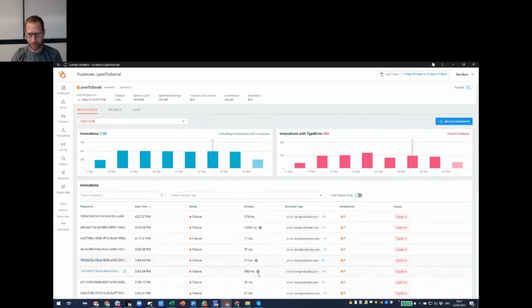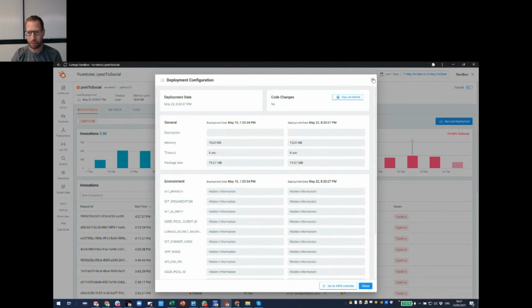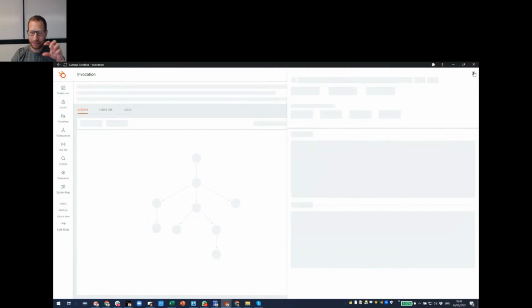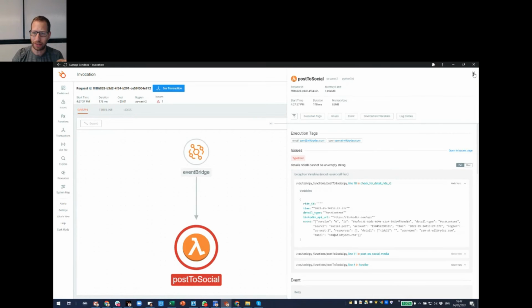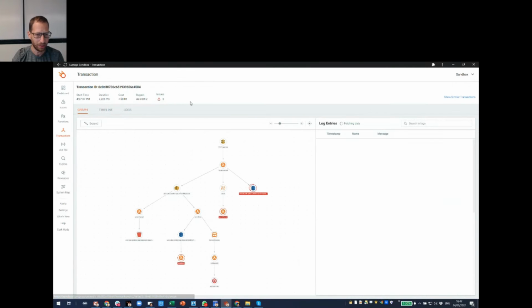Some had cold starts, we can see. And we can see over time that there was a deployment over here, and we can see what happened. We can see code changes if there are. We can see what changed in the deployment. But when we really want to drill down, we'll choose one of the failed invocations, click on it, and this is where we move to the actual root cause analysis and the distributed tracing. So we'll ask to see the entire transaction end to end.